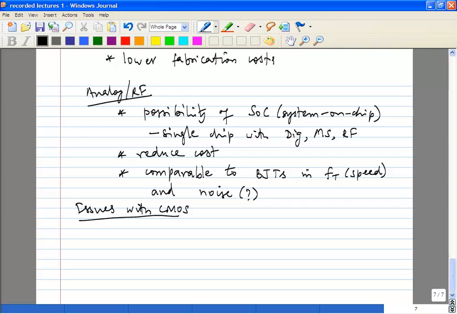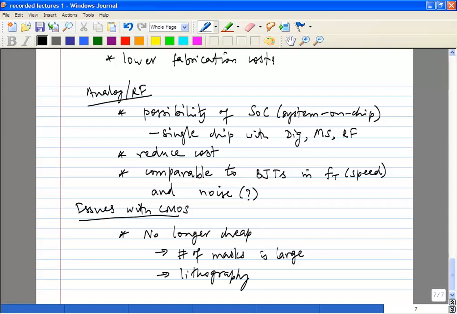What are the issues with CMOS? No longer cheap. So now what has happened is the number of masks has blown up, which means a larger cost. Lithography is getting very expensive because you need to go to better and better, rather more and more resolution for the lithography. So it's getting extremely expensive.